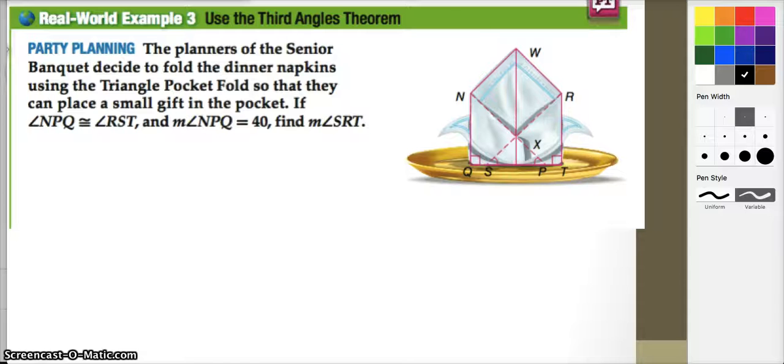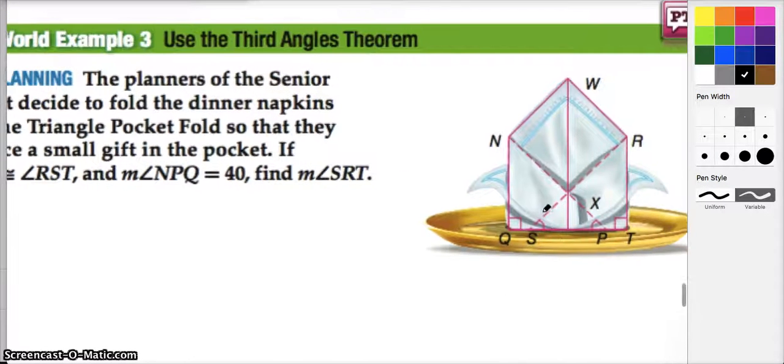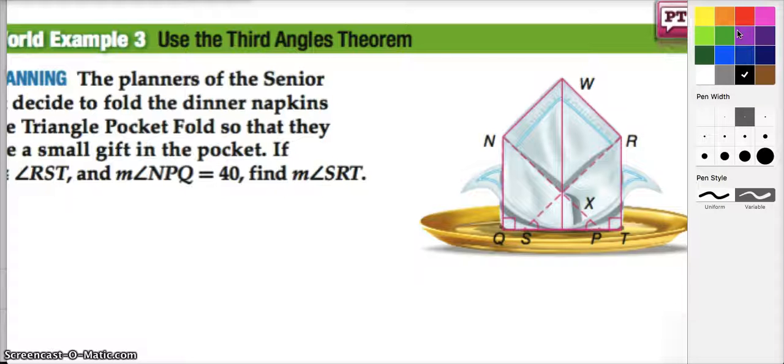So I like to literally write on my problems, so I'm going to do that. NPQ is 40, so I'm going to write 40 right in there. And we are looking for SRT. We're looking for this angle right here. So we're looking for this guy. I'm going to just put a little question mark there. All right, so I know that this is 40. I'm looking at this triangle NQP, and I'm like, oh, NQP, you got a 40-degree angle here.